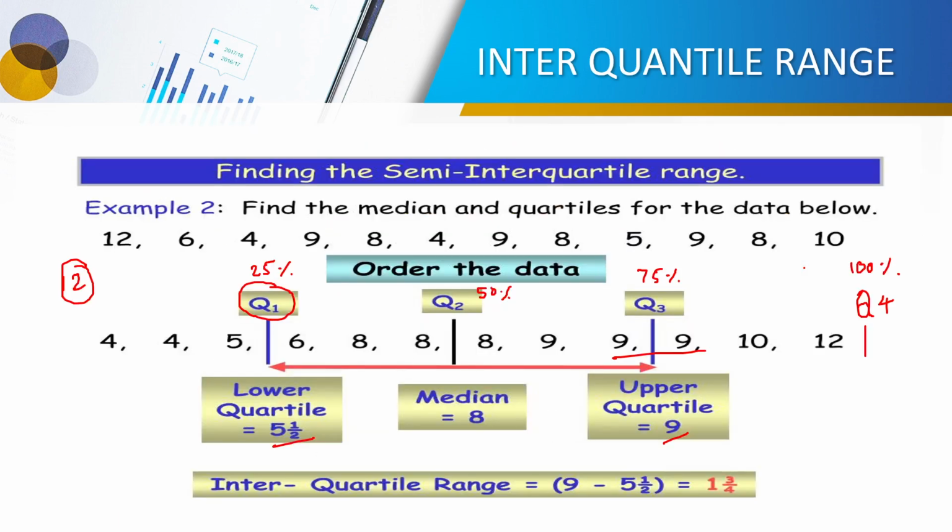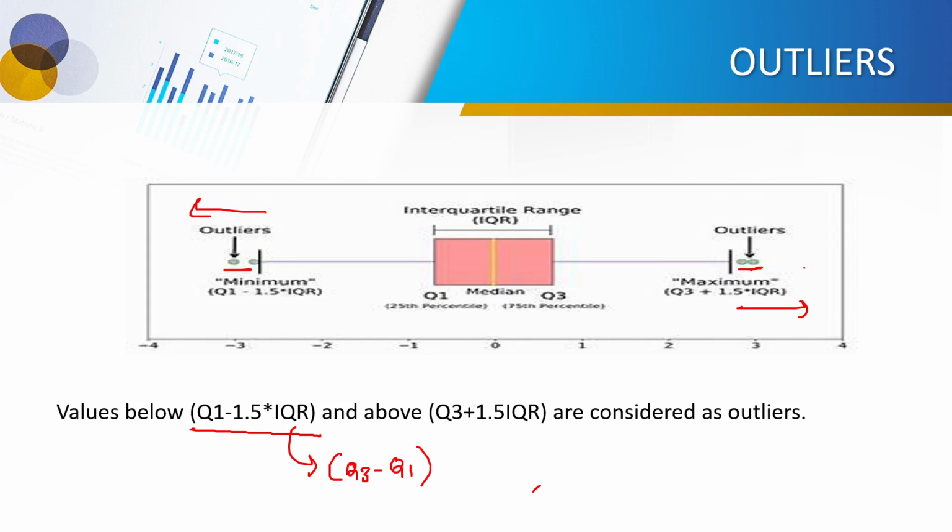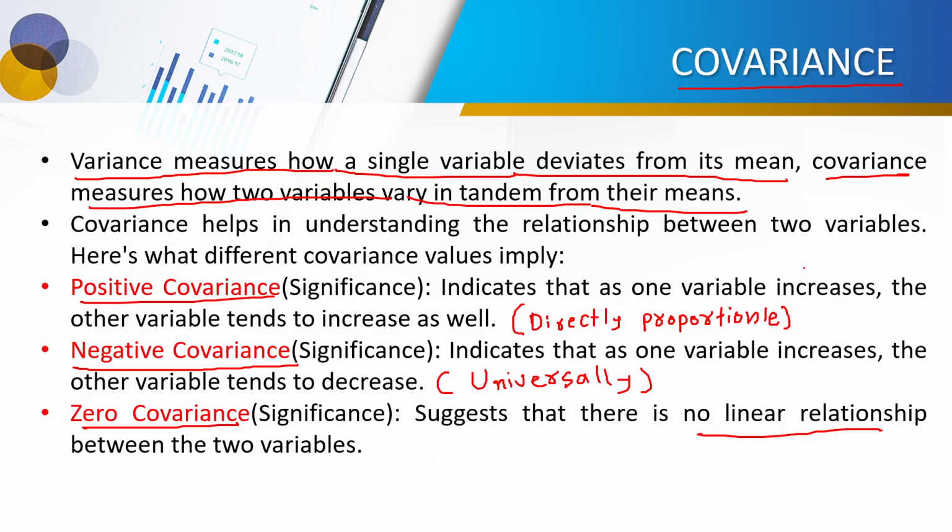Next we covered the interquartile range. Interquartile range is represented as Q3 minus Q1. What is Q3? Q3 is the 75% data from 0. Q2 is your 50% data. Q1 is the 25% data. Okay, and we calculated it. We also considered outliers.